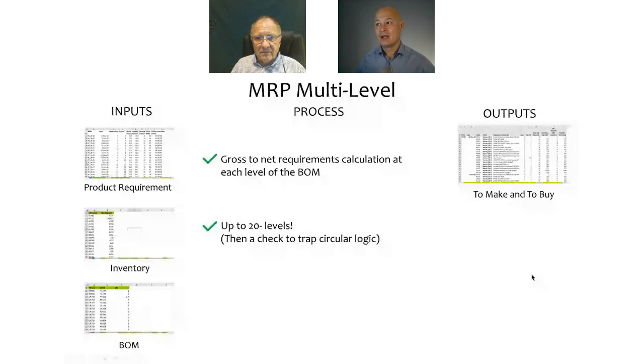Great. Okay. So the output of MRP multi-level is a list of the items that we need to make and the items that we need to buy.